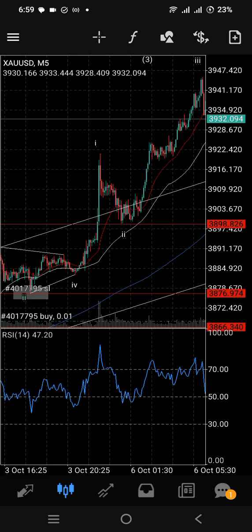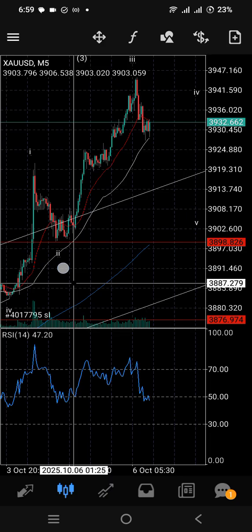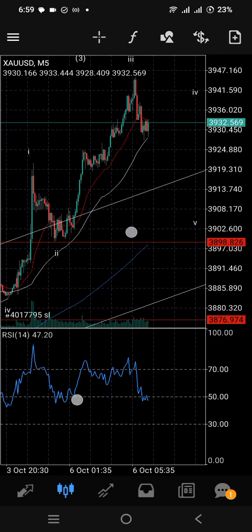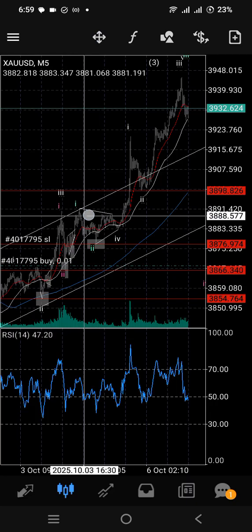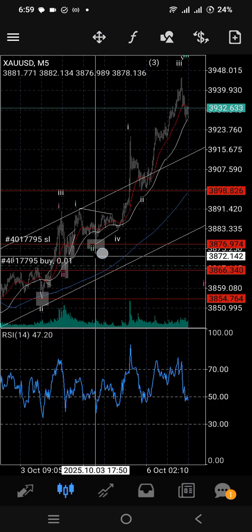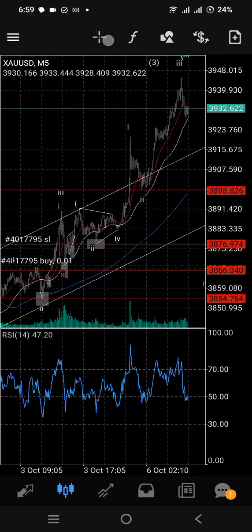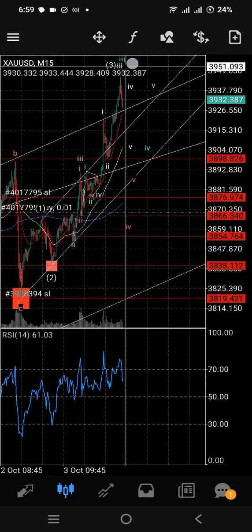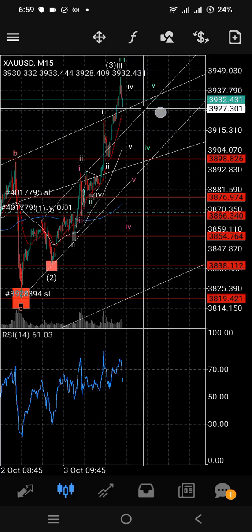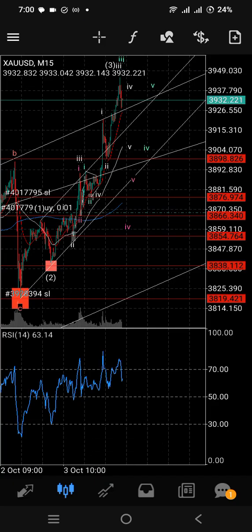According to the triangle, it exploded and is still exploding, so I'm still having my alternate count. If this is a 1, 2, and I'm waiting and seeing 1, 2, 3, 4, that's 1, 2, 3, 4, 5, which will be the wave 3, as you can see up here, and then we'll have a 4 down and then a 5 up. So I'm still looking at my alternate counts, trying to know what count to follow.